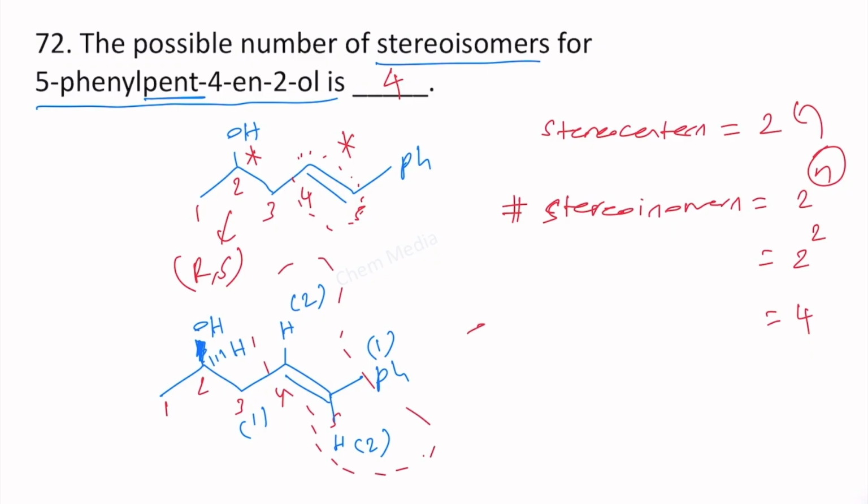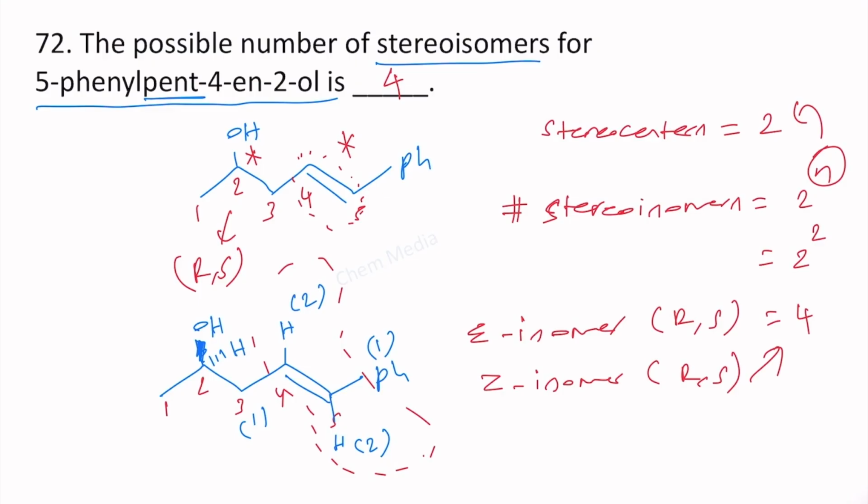Therefore this is an E isomer, isn't it? This E could be R and S, and then when we have the Z isomer, that can also have R and S. That's why the answer is 4. So now let us assign the absolute configuration at 2.